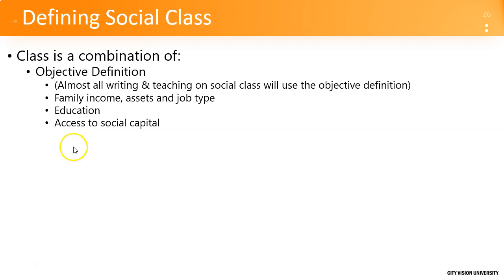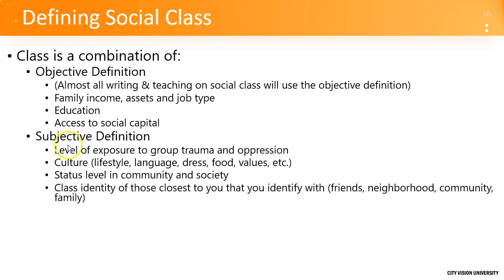social capital. And then there is a subjective definition, which is level of exposure to group trauma and oppression, culture, and that includes lifestyle, language, dress, food, values, status level in community and society, and the class identity of those closest to you that you identify with: friends, neighborhood, community, and family.